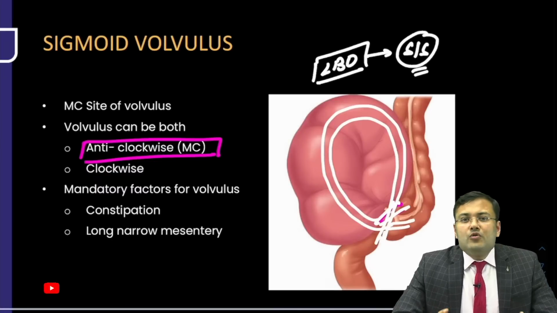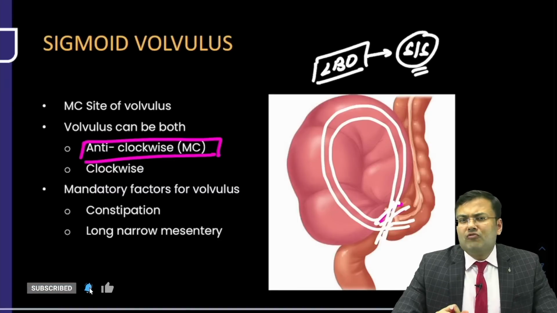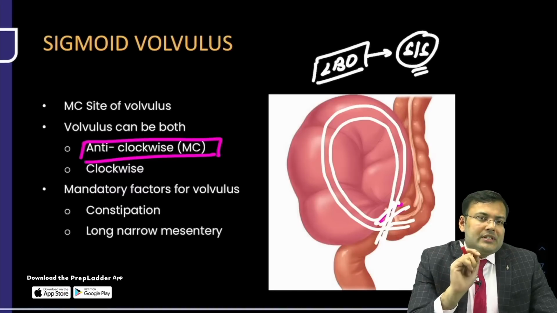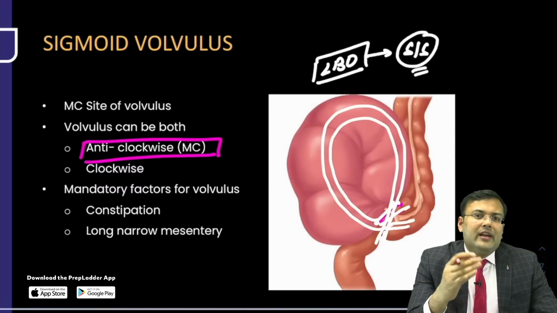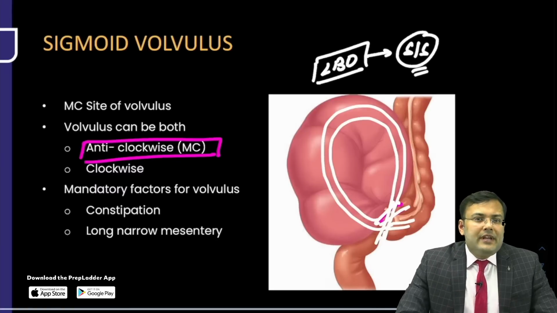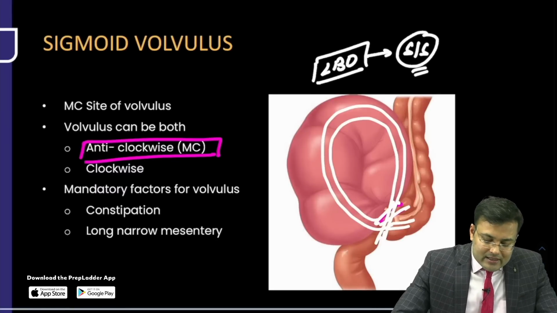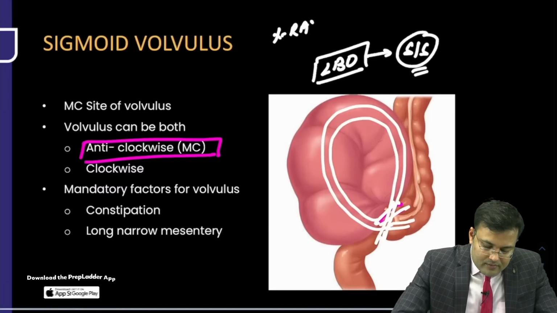Clear? Now you tell me how you are going to make the diagnosis of sigmoid volvulus. Simple question. You know that if a patient is having intestinal obstruction, in the majority of cases we make the diagnosis by X-ray abdomen.